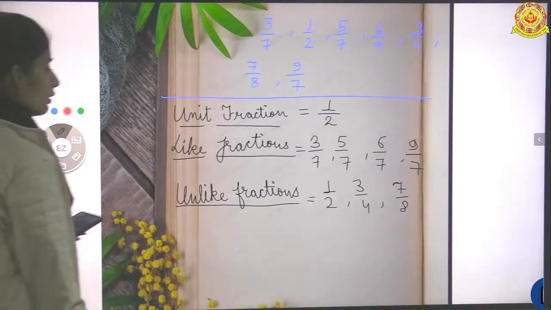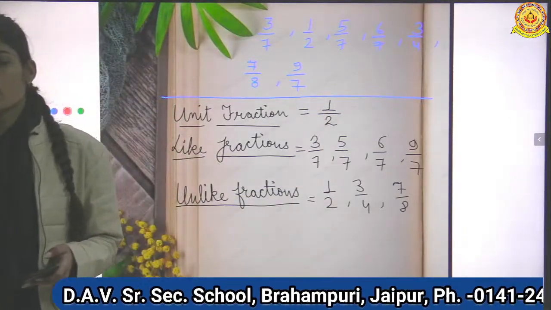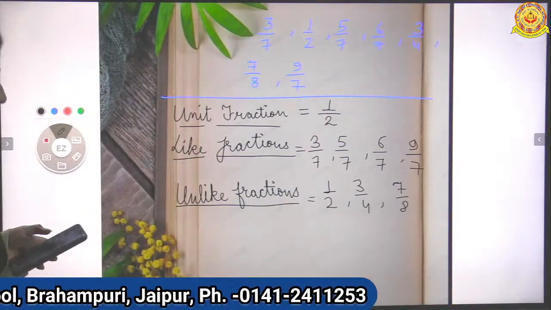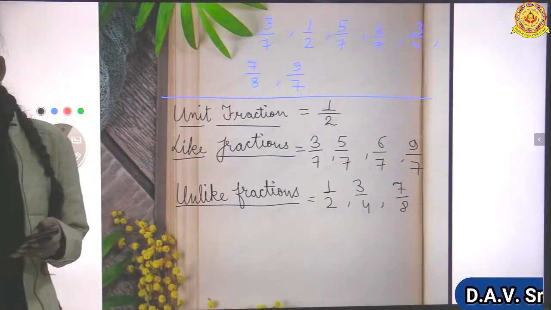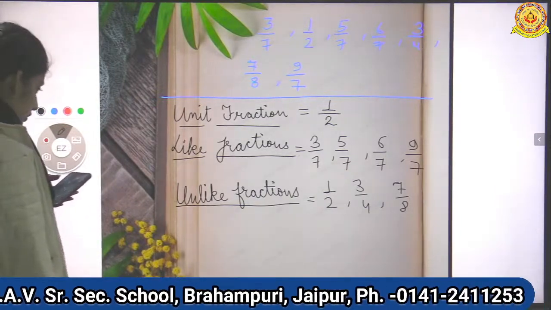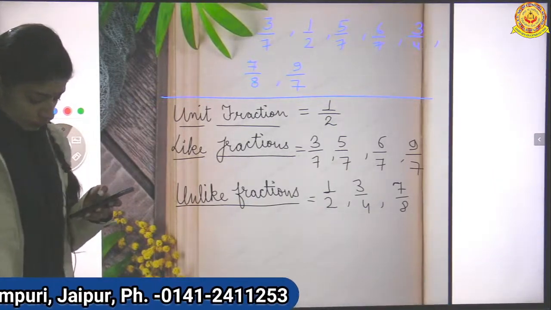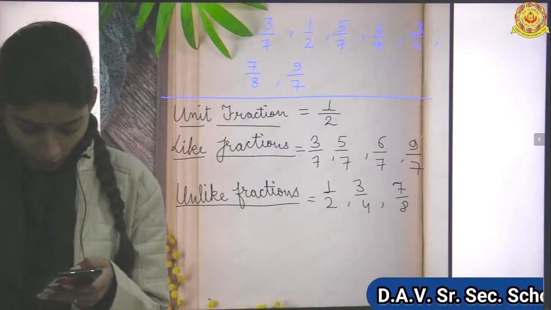Now don't think that we have written 1/2 in unit fraction, so why are we writing it here? That doesn't matter where you have written it, but if the denominator is different, then it will be included in unlike fractions. Is it clear, all of you? Yes, Rishikesh, right. Dani Kumar, right.